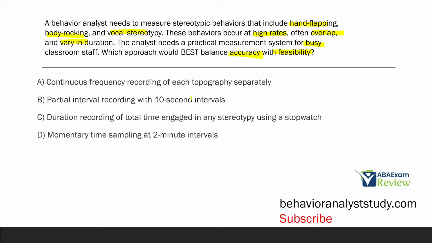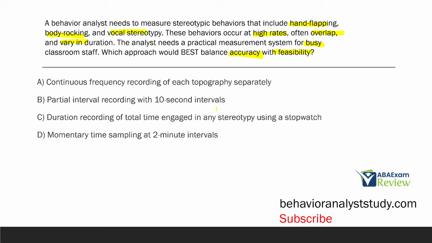A, continuous frequency recording of each topography separately. Now, what is the true feasibility of something like that? Well, very low. How can we continuously record all 3 topographies happening by counting them if they're occurring on top of each other at high rates? It's going to be nearly impossible, right?